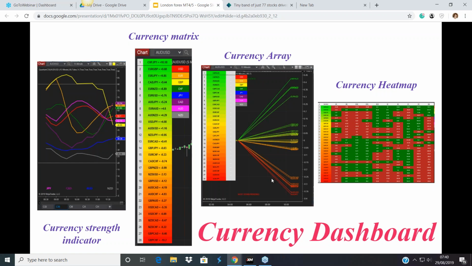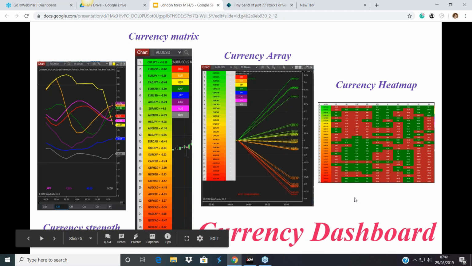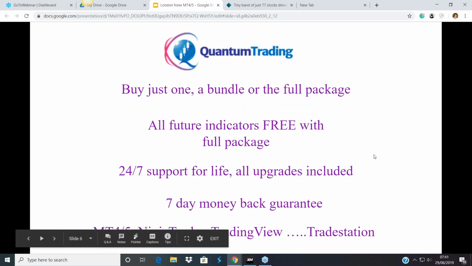Then we have the array, which really measures momentum. So if you have the currency in the matrix, the ranking of the pairs won't match, because the metric is different for the array from the matrix. Then we have the heat map, which looks at the performance of the pairs across multiple time frames.